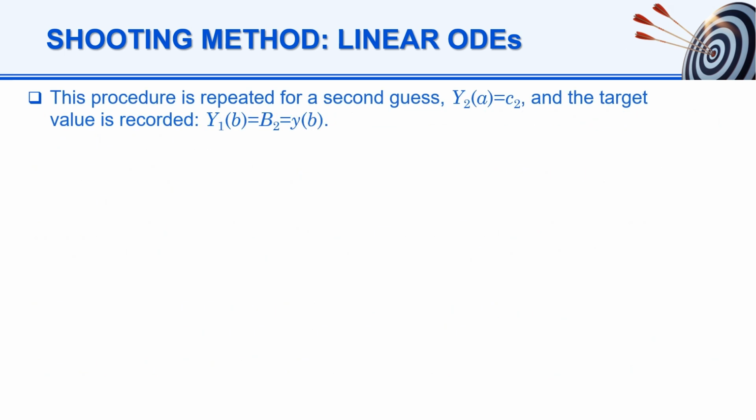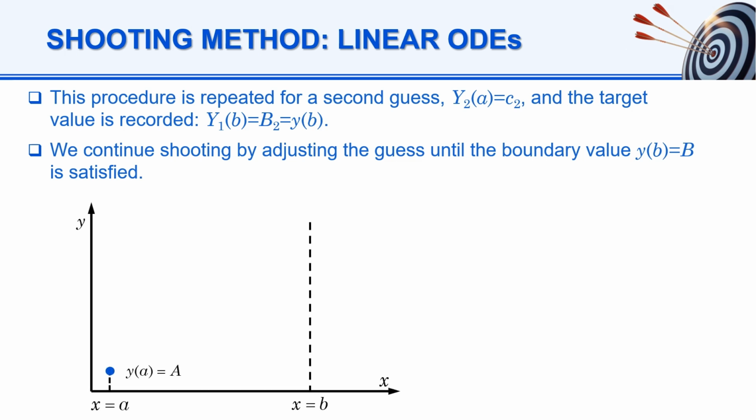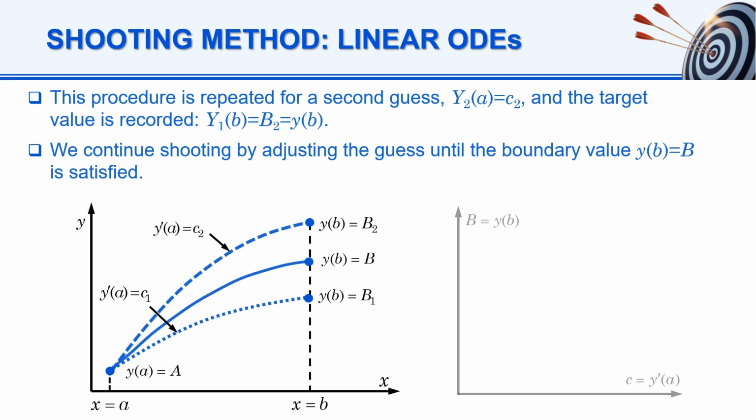This procedure is repeated for a second guess, uppercase Y2(a) equals c2, and the target value is recorded: uppercase Y1(b) equals uppercase B2 equals y(b). We continue shooting by adjusting the guess until the boundary value y(b) equals uppercase B is satisfied. In linear ODEs, the target values vary linearly with the guess values.